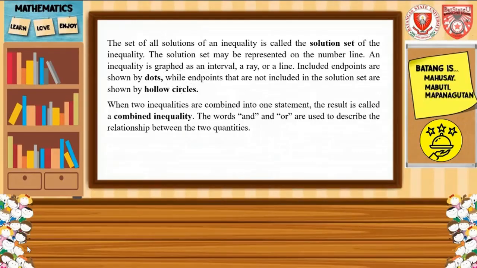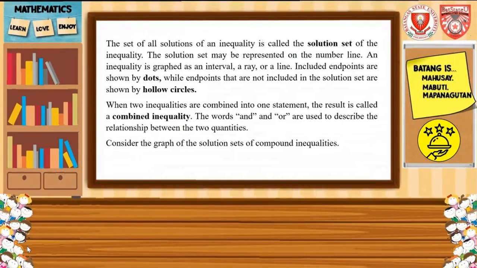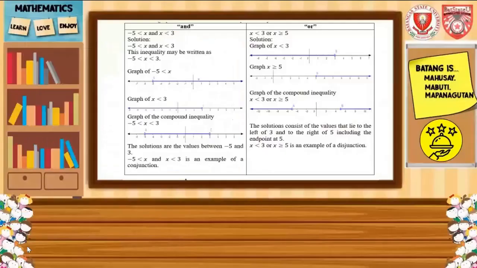When two inequalities are combined into only one statement, the result is called a compound inequality. The words and or or are used to describe the relationship between the two quantities. So consider the graph of the solution set of the compound inequality. Here is the use of and or in the given linear inequality. We have negative 5 is less than x and x is less than 3. So we're going to have the solution: negative 5 is less than x and x is less than 3.